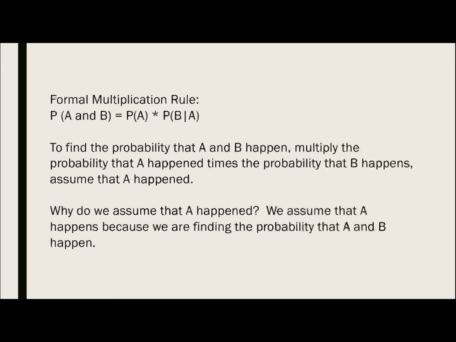Formal multiplication rule: the probability of A and B equals the probability of A times the probability that B happens given A. Multiply the probability that A happened times the probability of B, assuming that A happened. Why do we assume that A, the first thing, happened? We assume that A happens because we're finding the probability that A and B happen. What's the probability that A happens and B? So that's why we assume A happened, because we're finding the probability that it did happen and then B happens.